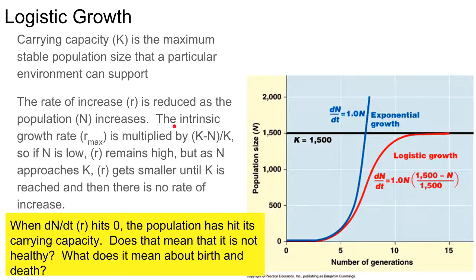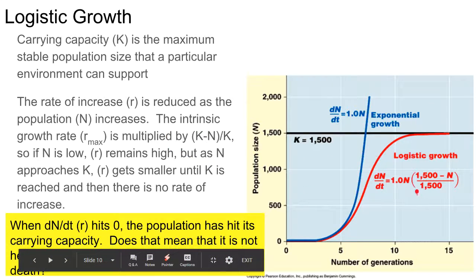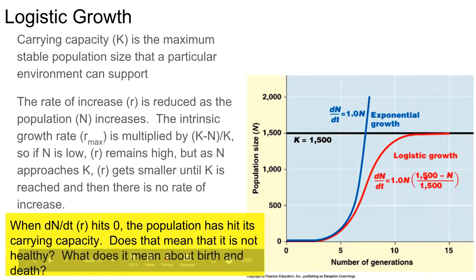So let's take a look at these numbers here once. So the carrying capacity here is 1,500 individuals in an area. The closer you get to 1,500, the smaller the rate will become because the multiplier here gets smaller and smaller. Now, once the population N hits the carrying capacity, if the number of individuals actually in a population is the same as the carrying capacity, we now have a zero on top of this.